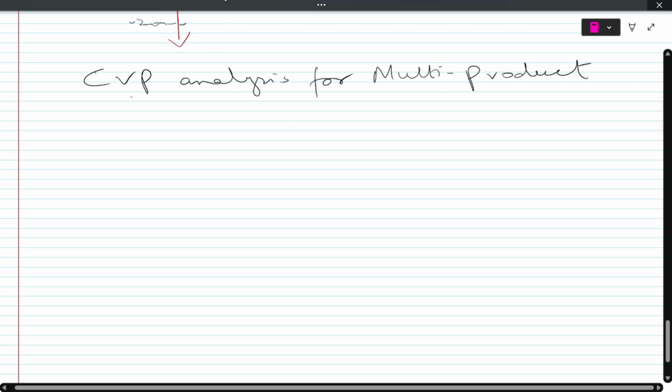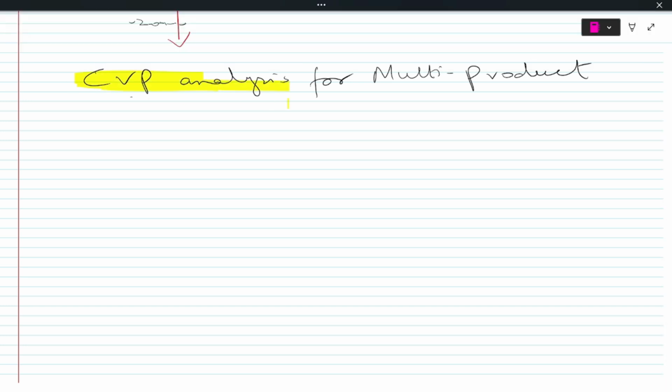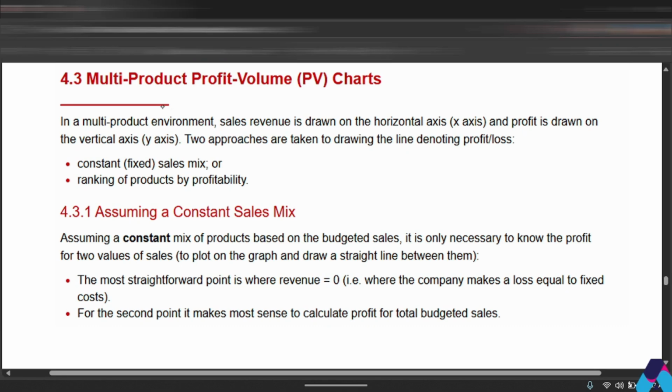Now, CVP can be for a single product, and it can also be for multi-products. So far, whatever we discussed in our previous videos was related to the single product. Now, we are going to discuss CVP analysis for multi-product. And for that, let's go to our study hub.